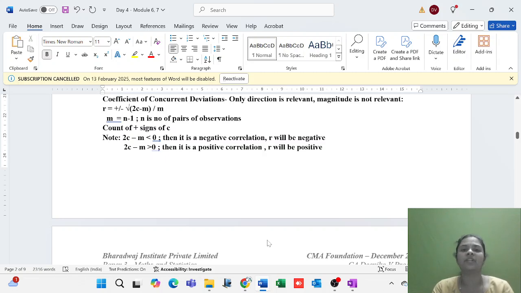Now in concurrent deviations, the value is not considered. Only the direction of change or movement is considered. The value or magnitude is not relevant. The formula goes as r is equal to plus or minus root of (2c minus m) divided by m, where m is nothing but the number of observations minus 1, which is n minus 1, and c is nothing but the number of plus signs when you calculate the total number of concurrent deviations.